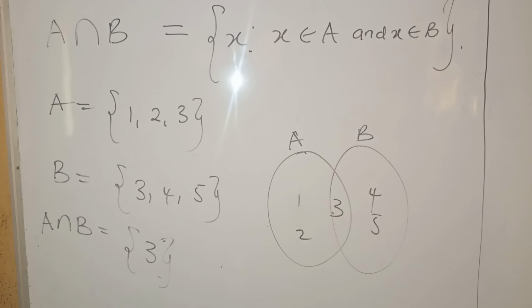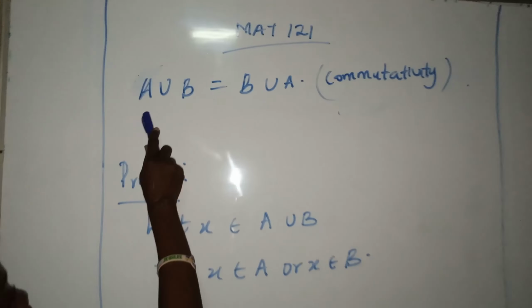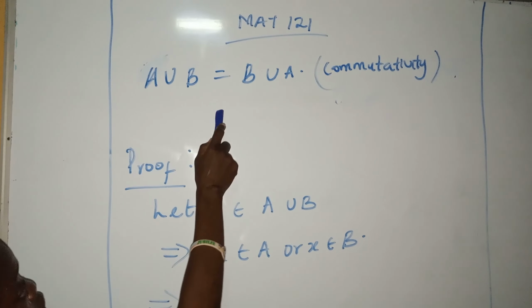For example, A is 1, 2, 3 and B is 3, 4, 5. A intersection B equals 3. That is the element that is common to both A and B. This is set A and this is set B, and 3 is the element common to both of them. Now, A union B equals B union A.